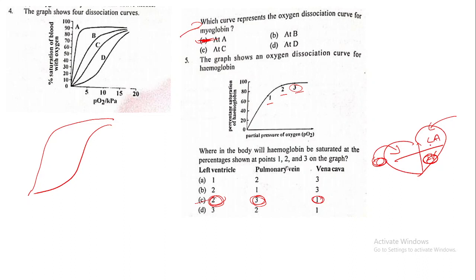Mid one, highest will be this one rather. So this is highest, second highest, this is the least. So the right option here is vena cava is the least, left ventricle is the second least, and pulmonary vein is the highest. I hope this is clear. I want you to observe this graph and question again and analyze why this option is the correct answer.